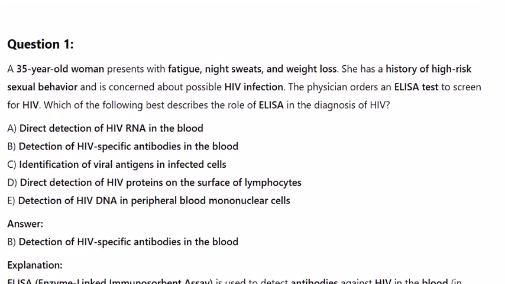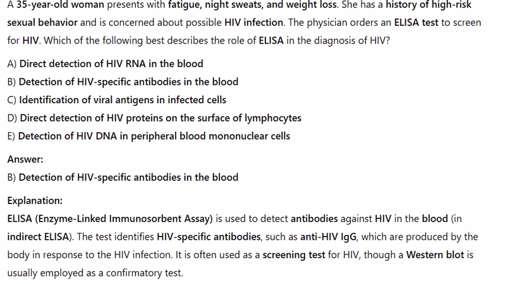Here are two high-yield USMLE-style questions focused on enzyme-linked immunosorbent assay, its mechanism, and clinical applications. Question 1. A 35-year-old woman presents with fatigue, night sweats, and weight loss. She has a history of high-risk sexual behavior and is concerned about possible HIV infection. The physician orders an ELISA test to screen for HIV.